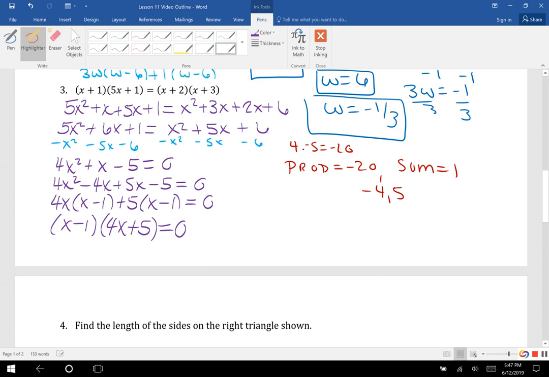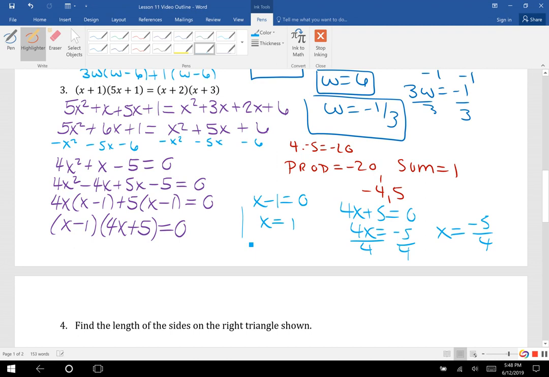And so once again, I have to set those factors equal to 0. So x minus 1 could equal 0. That means x equals 1. Or 4x plus 5 could equal 0. So then we would minus the 5, divide by 4. And so it looks like we've got two answers, x equal 1 and x equal negative 5/4.